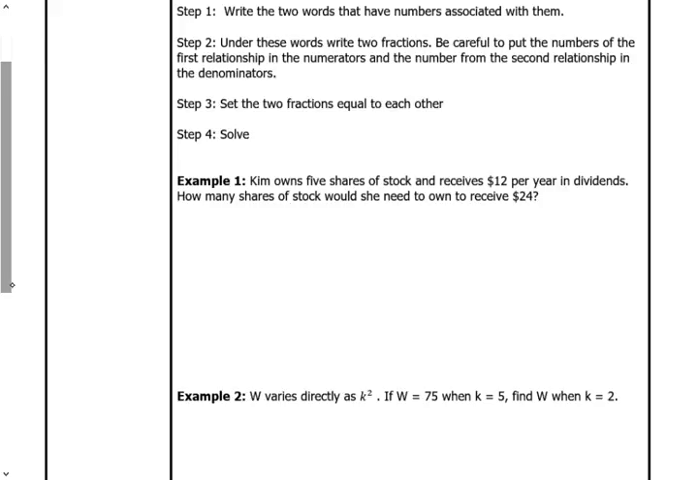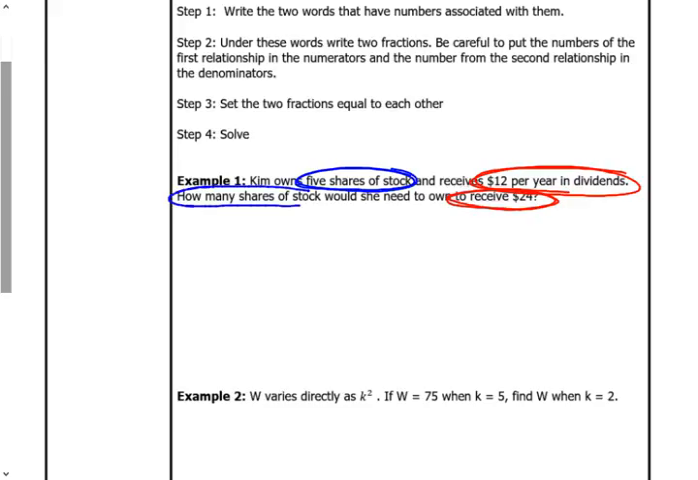All right, so Kim owns 5 shares of stock and receives $12 in dividends. How many shares of stock would she need to earn $24? So the only two things I see with numbers, she earns $12 and she wants to get that to $24. So you see how those variables are related because they're talking about the same thing, dividends. Now, the only other number I see is 5 shares of stock. Well, the problem's actually asking for you to find that, and I've set up my relationship now.